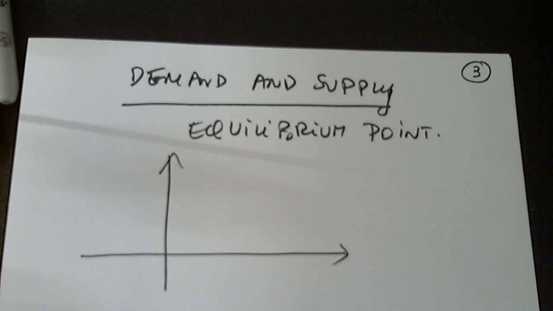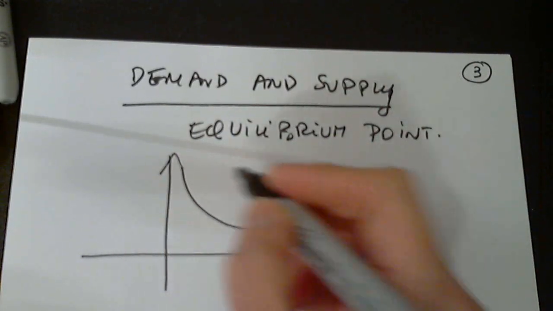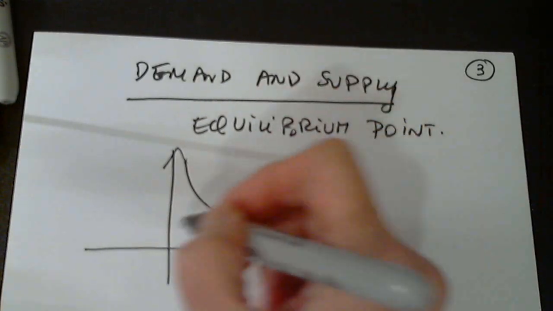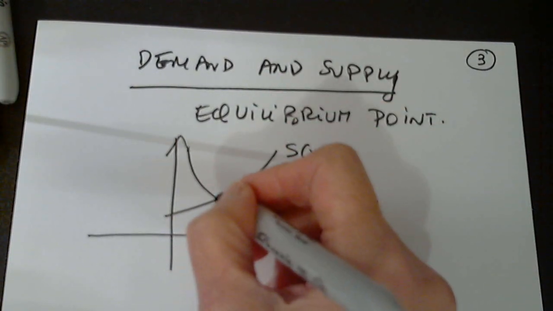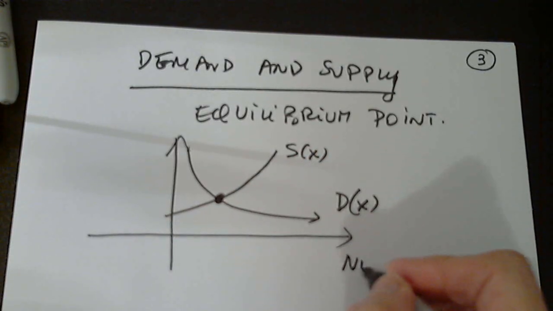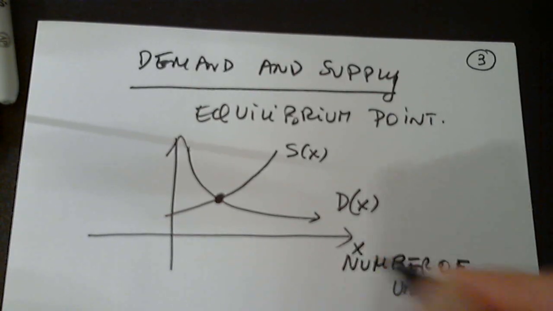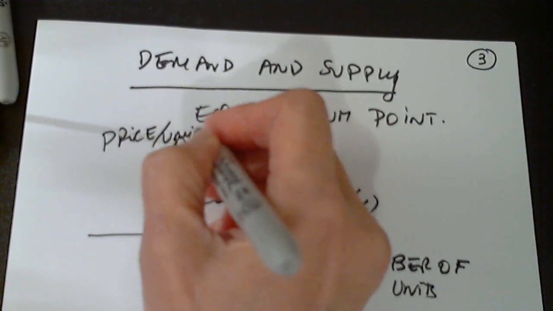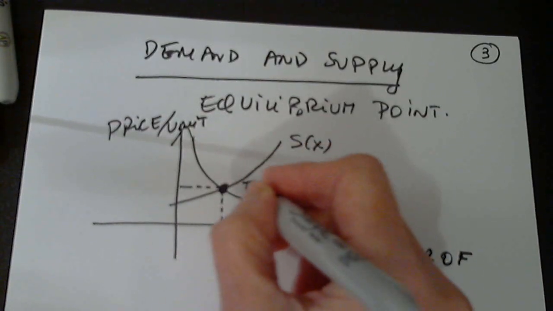So if you remember the 2 functions, the demand and the supply, here's an example. Here's the demand function, d of x, and let's say this is the supply function, s of x. And this is the equilibrium point. And remember, this is the number of units, x, and this is the price per unit. And this is the equilibrium point.